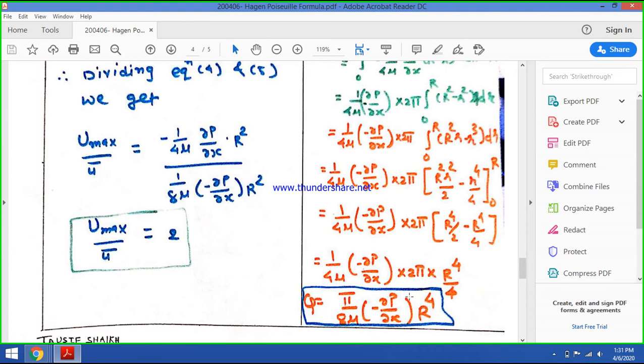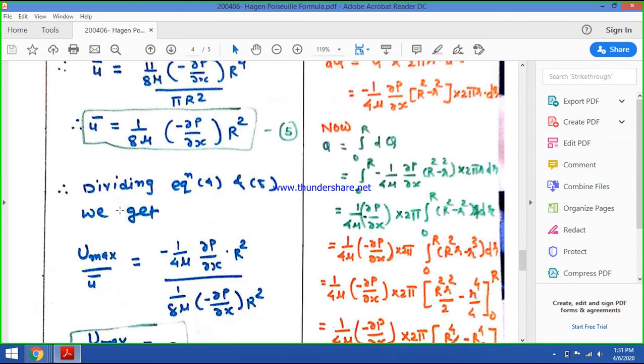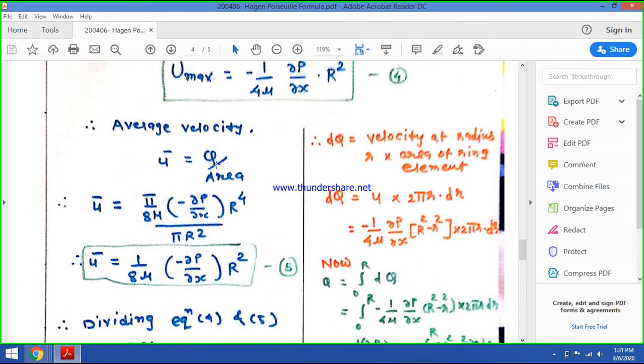Okay, so put this value of discharge in the equation of average velocity, q upon area. So average velocity u bar is equal to pi upon 8 mu minus del p by del x into R raised to 4 upon area, we will get pi R square. Okay, so by simplification you will get average velocity u bar is equal to 1 upon 8 mu minus del p by del x into capital R square. Okay, I will give the equation number 5.